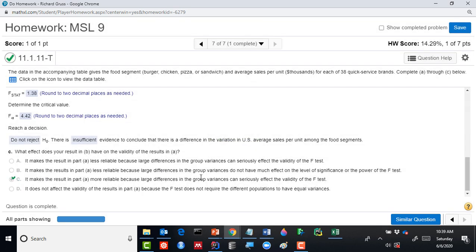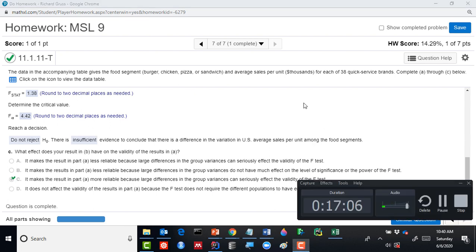What we're doing with the Levene test is just checking that we're satisfying one assumption of the ANOVA, and that's that the variances across the groups, the variances within the groups, are about the same.